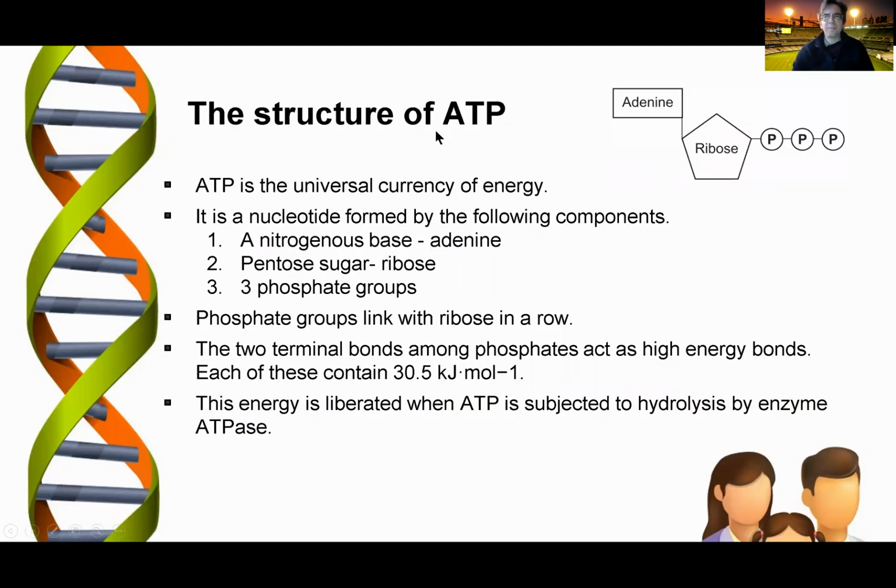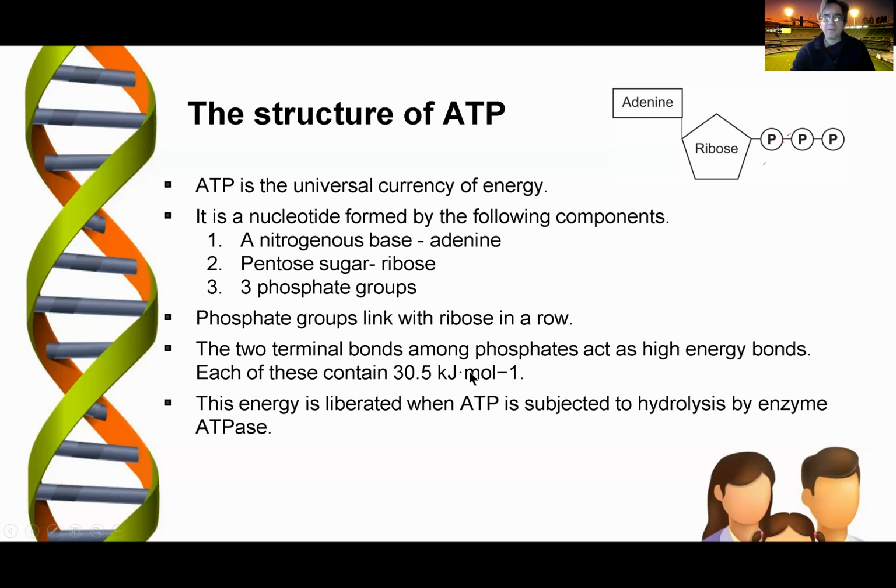What is ATP? It's the universal currency of energy in every single cell there is. It's a nucleotide, as I just said, formed by a nitrogenous base, pentose sugar, and phosphate groups. And how does it create energy? Well, the bonding between phosphate groups act as high energy bonds. So you can see up here, every bond that's broken releases a huge amount of energy, which is how cells create and use energy in cell processes.